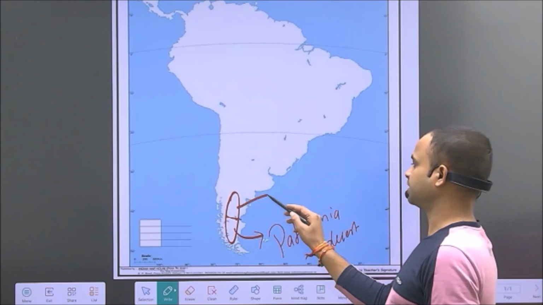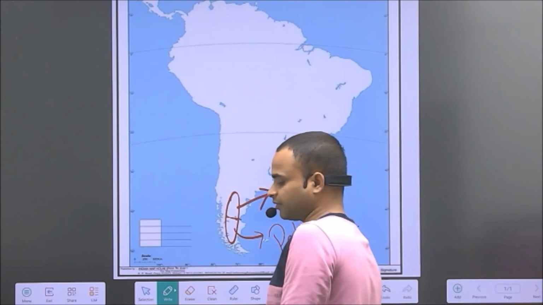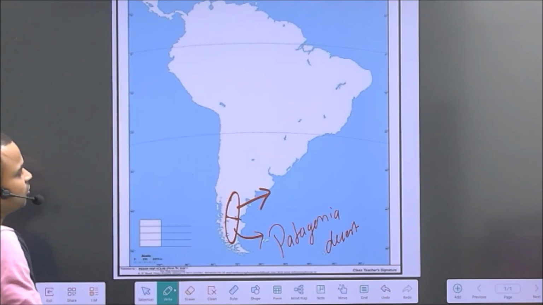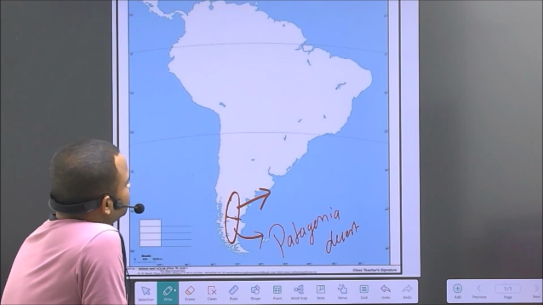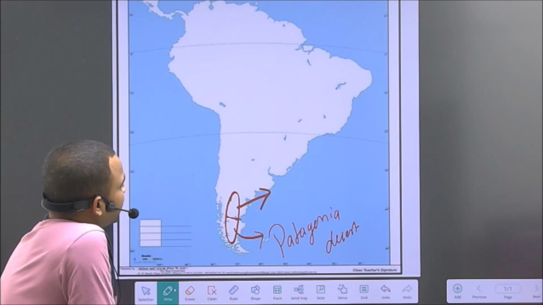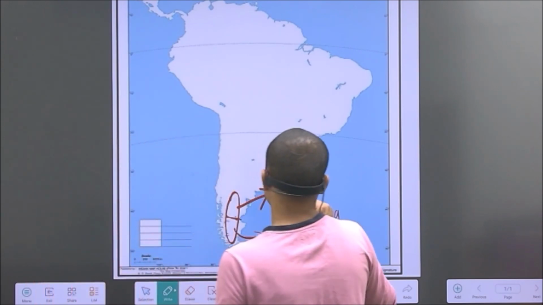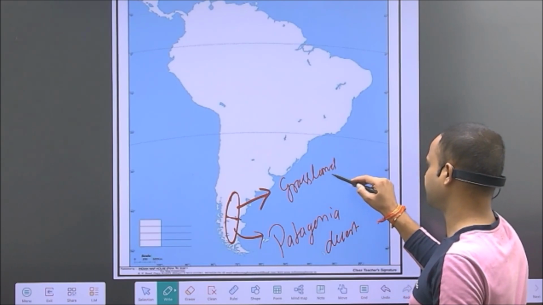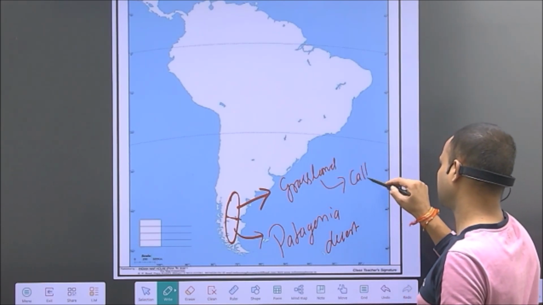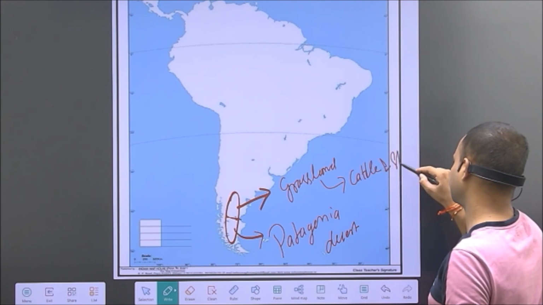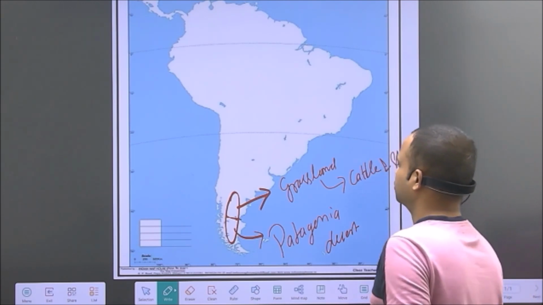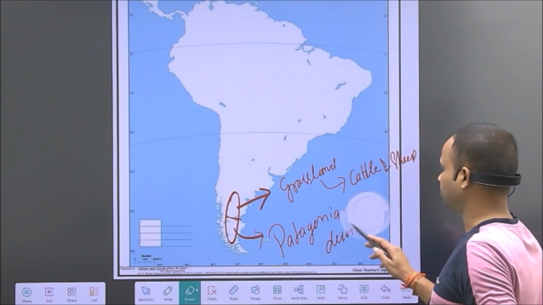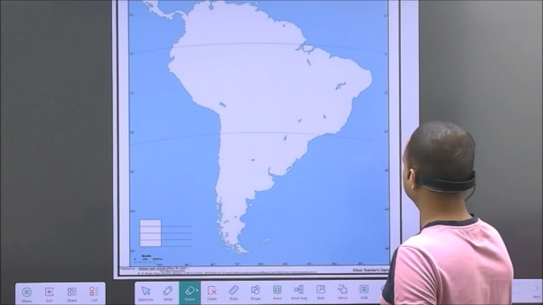And in this place, there is enough rainfall for grazing land. Communities are based on grassland, ranching cattle and sheep. So this is all about the Patagonia Plateau, popularly known as the Patagonia Desert.